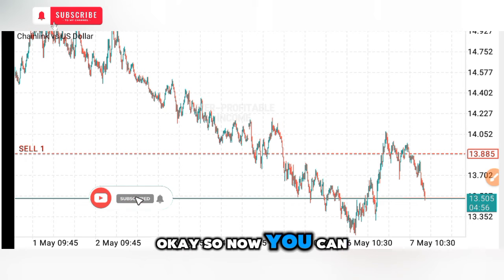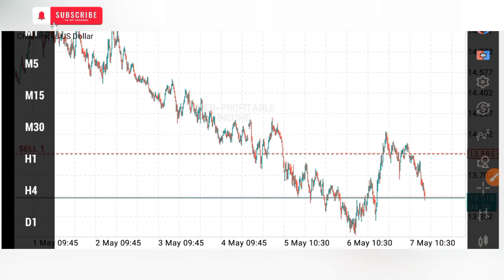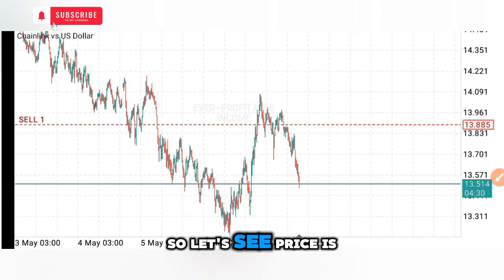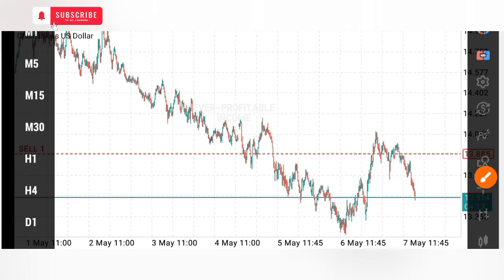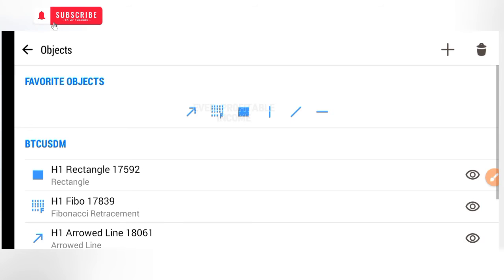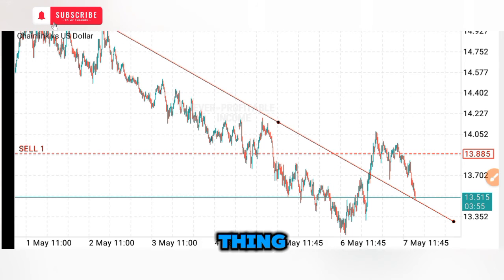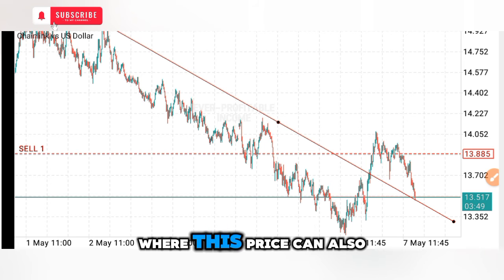So now you can also incorporate trend lines into your chart to further validate your trade, and you can also know the point at which you can exit. So let's see, price is trending down. I want to show you another confirmation to get a confirmation where this price can also retrace.